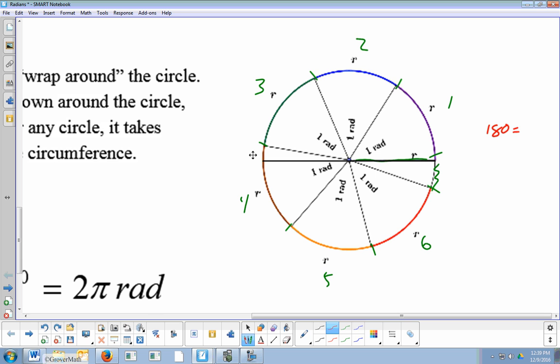Well, it's approximately, let's say, 0.14. And maybe you can see what I'm saying here, that half the circle, the 180 degrees of arc, is approximately 3.14 radius lengths. Exactly, it is pi radius lengths. 180 degrees of arc is pi radius lengths.